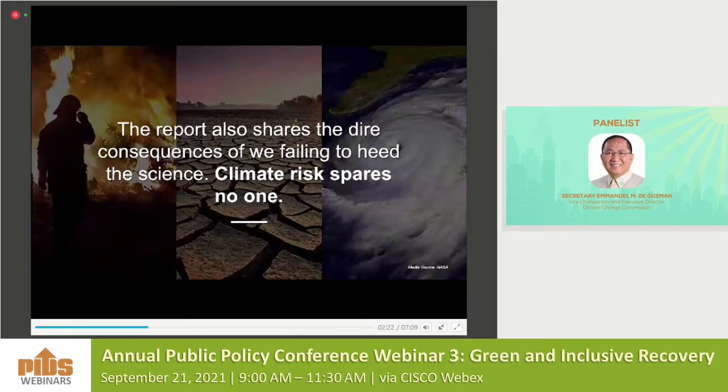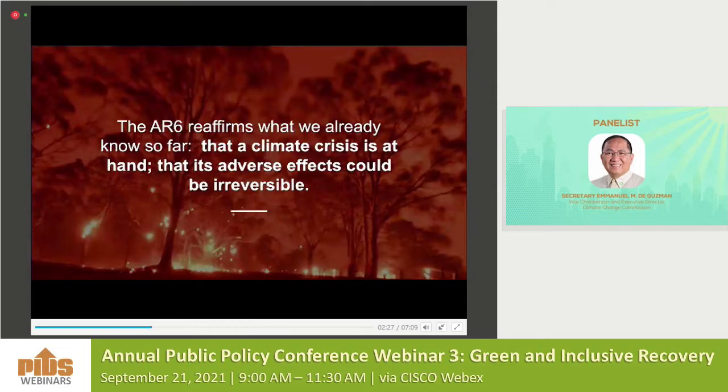The AR6 reaffirms what we already know so far, that the climate crisis is at hand, that its adverse effects could be irreversible. We have very little time left to act so as not to breach the climate threshold of 1.5 degrees Celsius. Importantly, AR6 tells us that something can still be done, but it must be done now. The 1.5 Paris goal remains within reach, so long as we heed the call of science for deep and drastic reduction in greenhouse gas emissions.